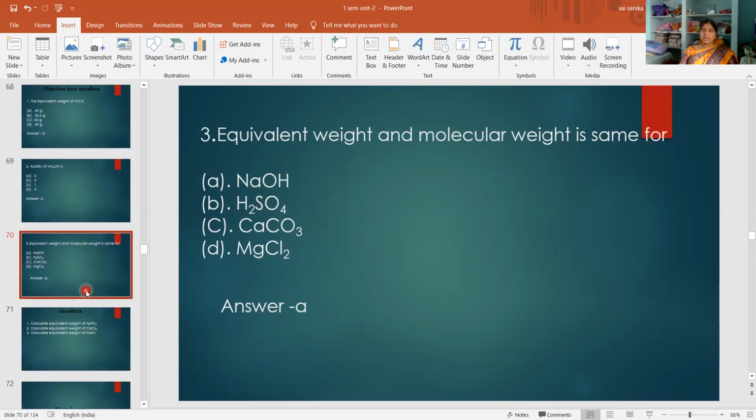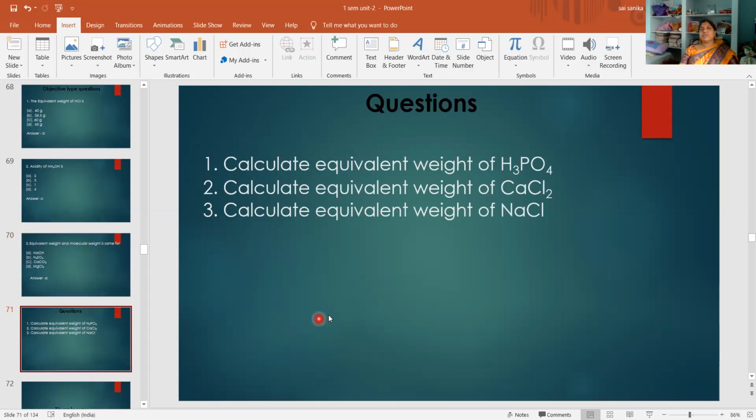Like this you have to find out the equivalent weights and molecular weights. Then what type of questions will you expect? Today we studied just equivalent weights. Calculate the equivalent weight of so and so molecule, whether it is an acid, base or salt. Equivalent weights are repeated the maximum number of times and are a compulsory question in the exam. They may ask any molecule, either acid, salt or base, and you have to calculate the equivalent weight.